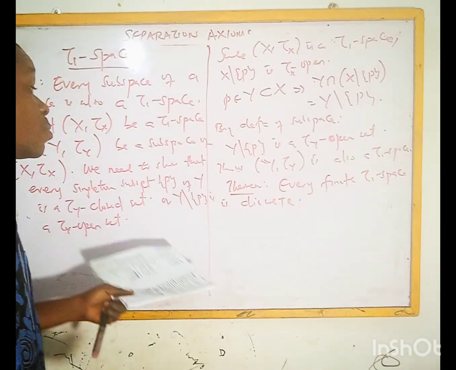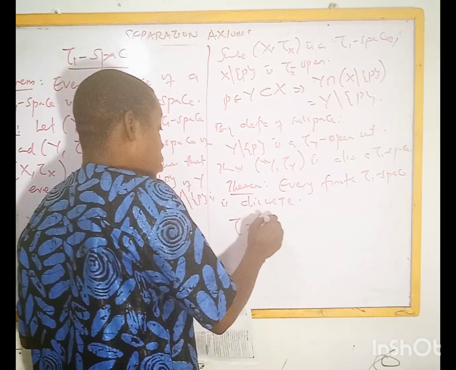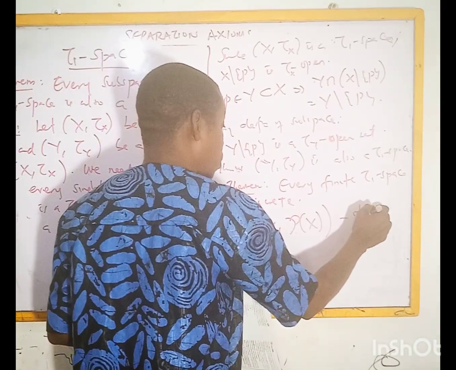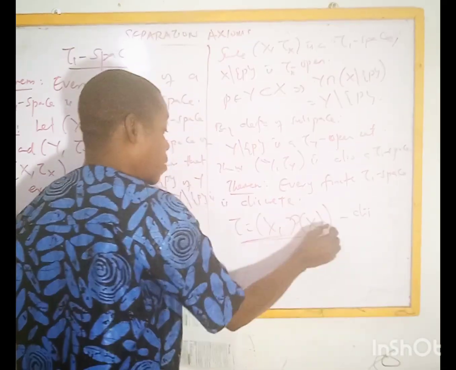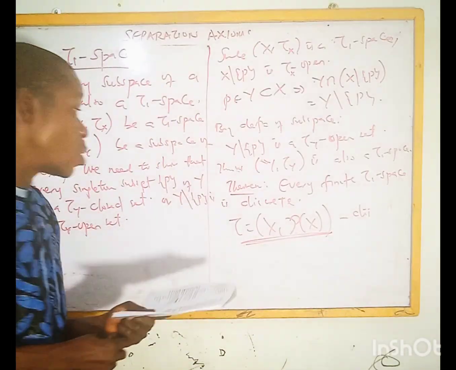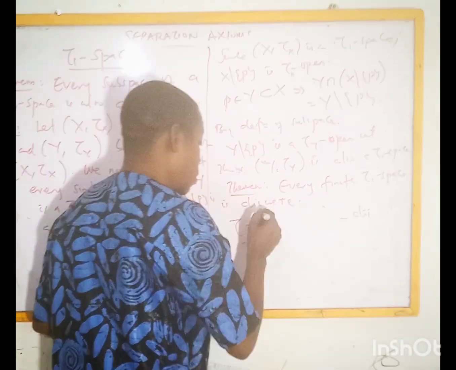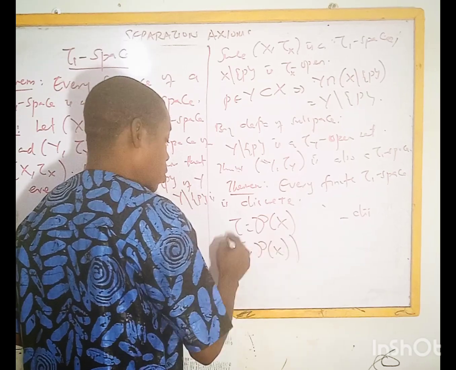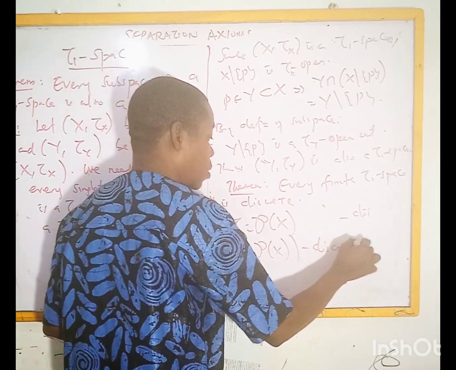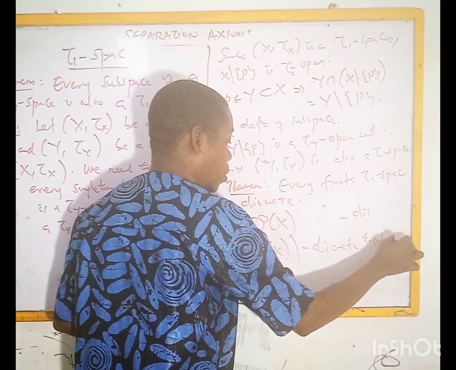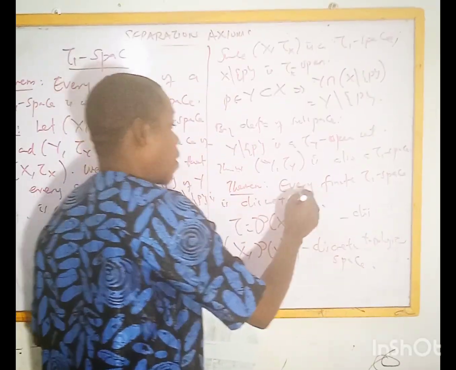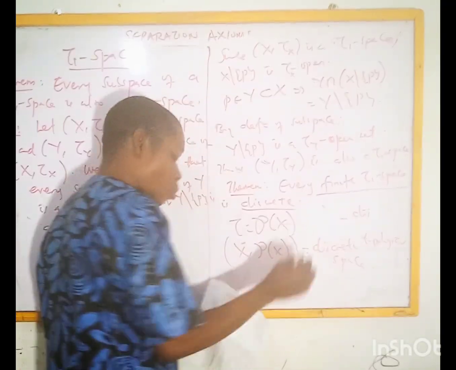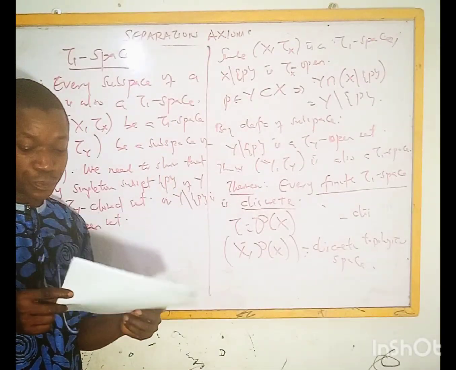Now, what does it mean by discrete? Don't forget that discrete topology is defined by X and its power set. That is called discrete topology. When your topology is the power set, then you have (X, power set of X). This is called a discrete topological space. So now, how do we show that if you have a finite T1 space, it gives a discrete space? I think you can actually work on that also.